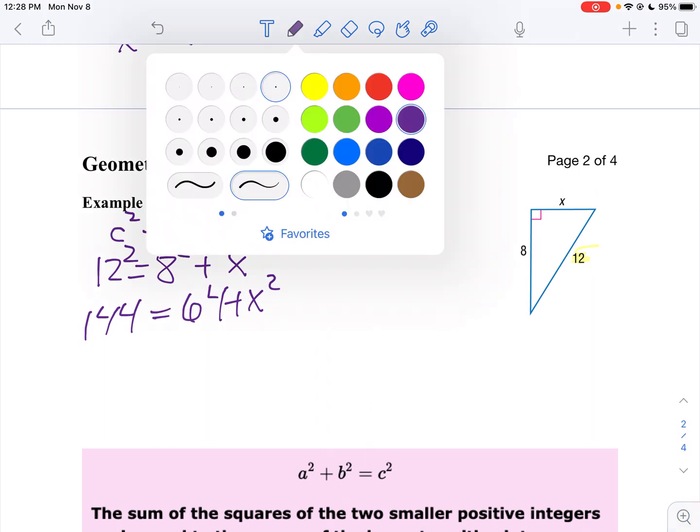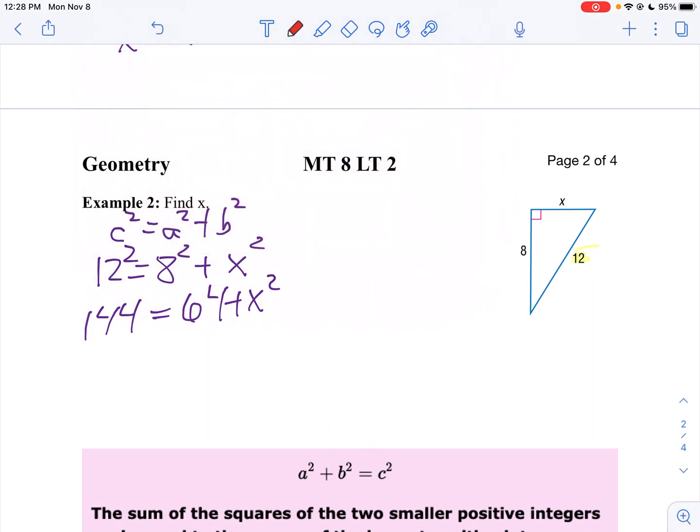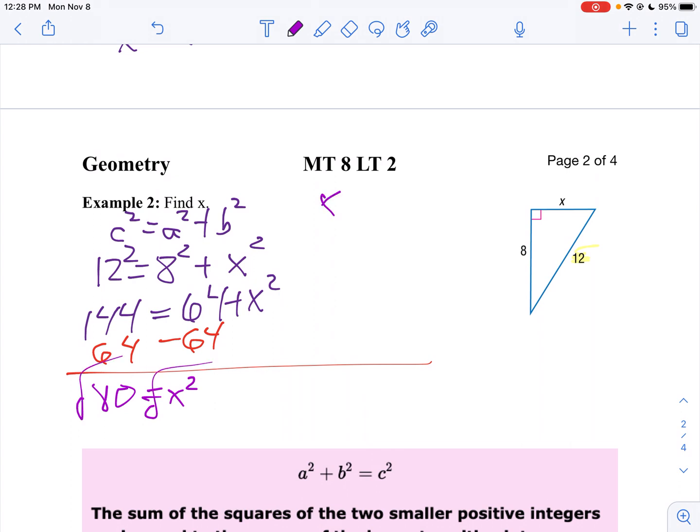So let's subtract 64 from both sides. So we'll just have to do a little bit of algebra on this one. So in other words, 80 equals x squared. So then we'll simplify it, and you always want to simplify your square root. So x is the square root of 80.